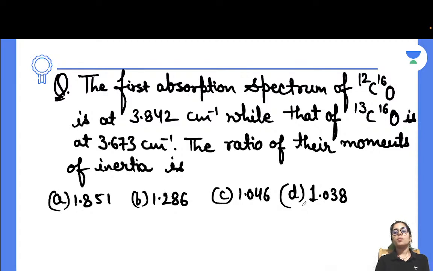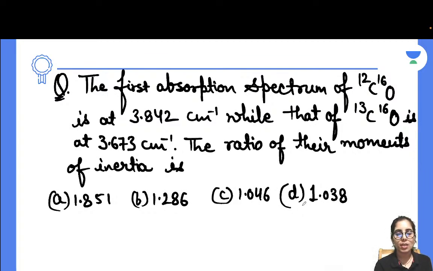So the first absorption spectrum, with the statement you will get to know they are talking about the absorption spectra. And for two different cases they have given you the values, and then their units are telling you these are the wave numbers. Okay, centimeter inverse and centimeter inverse. The ratio of their moments of inertia is what? That's what you have to consider.